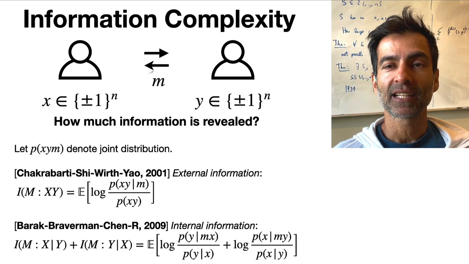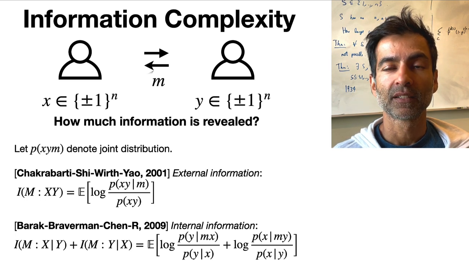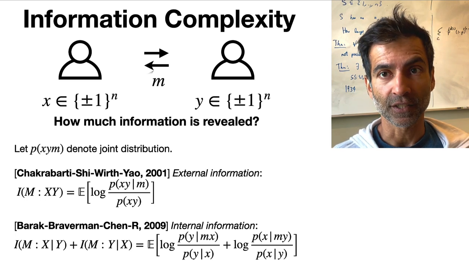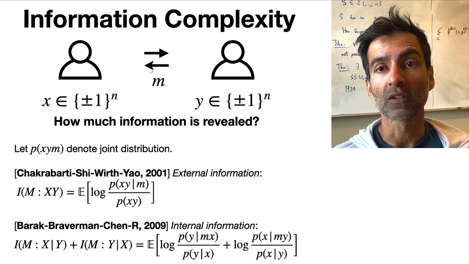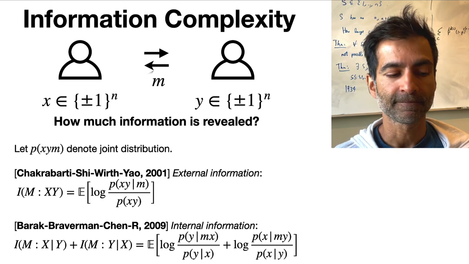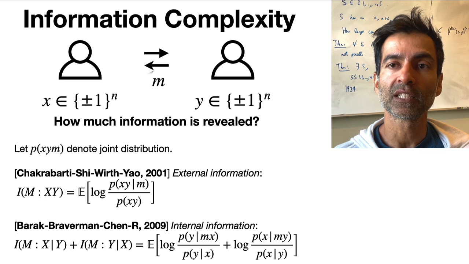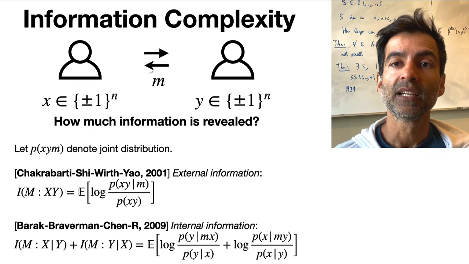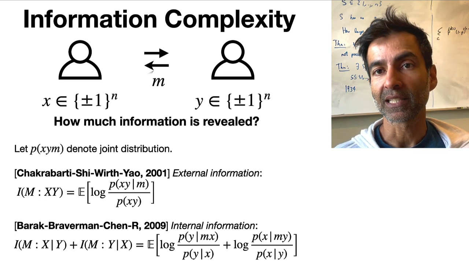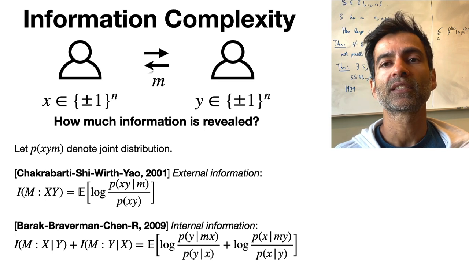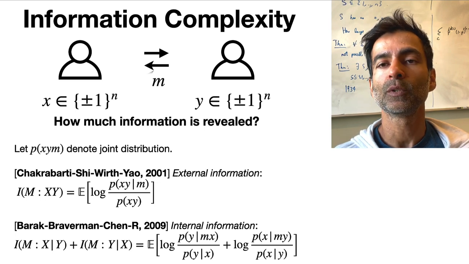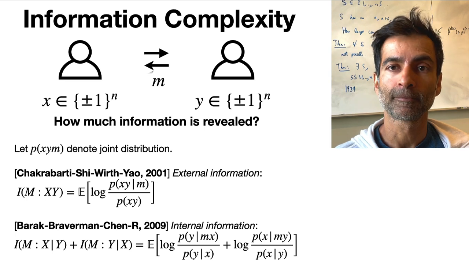In 2009, Barak, Braverman, Chen, and myself used a different definition. We used a definition that we called the internal information. The internal information measures how much information is revealed about the inputs to the parties. The parties already know X and Y, at least each of them knows one of the inputs. And what this quantity measures is how much information is revealed to each party about the other person's input.